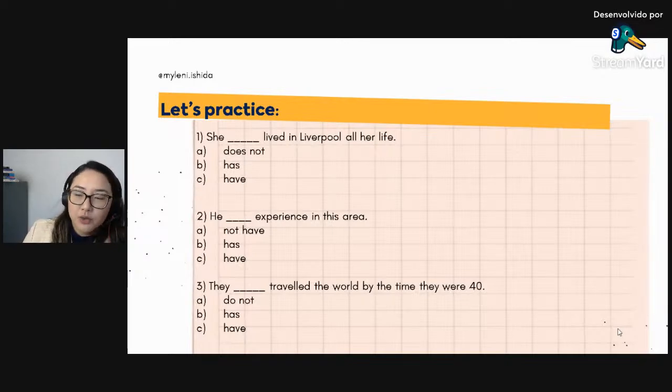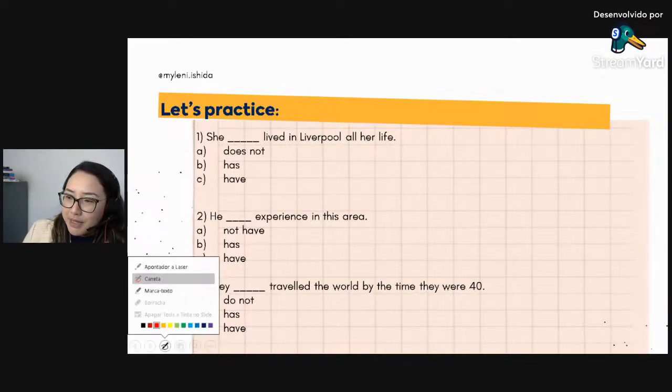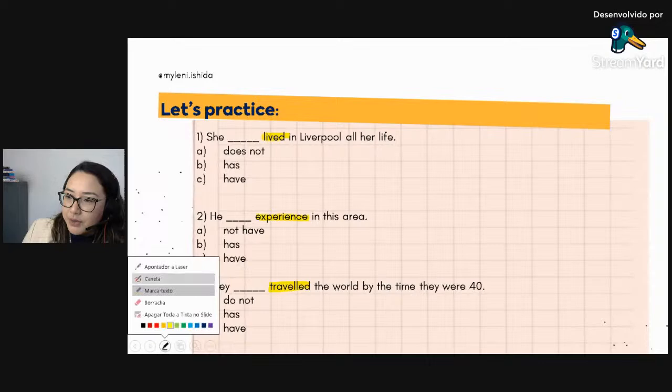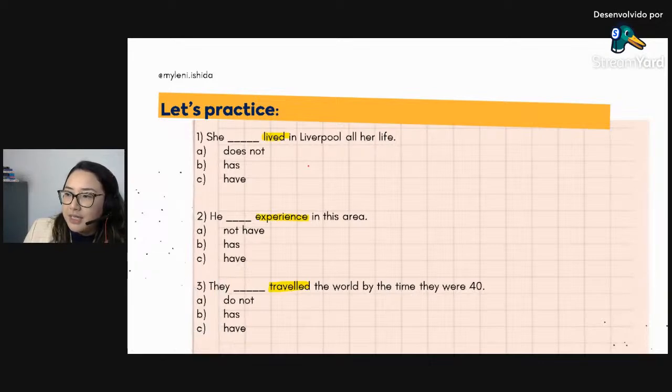You need to focus on what you have after the blank space. Lived, in this case, experience, traveled. First, you have to say to me, teacher, number 1, she, blank, in Liverpool all her life. So lived here is a verb, and this verb is in the past participle. So in this case, you are going to use have as an auxiliary or a main verb. Right? Tell me in the comments what's your answer for number 1.